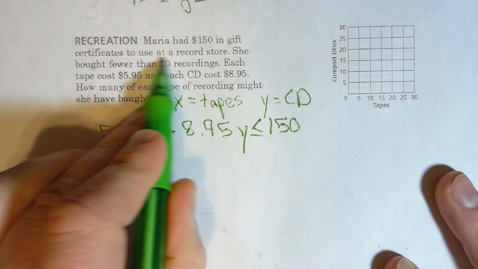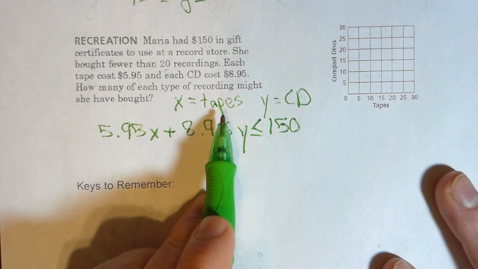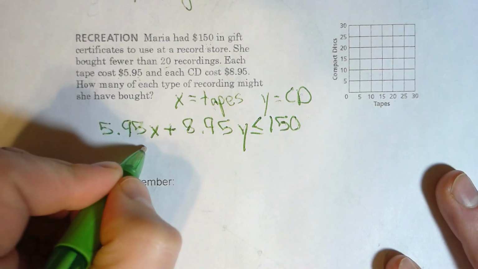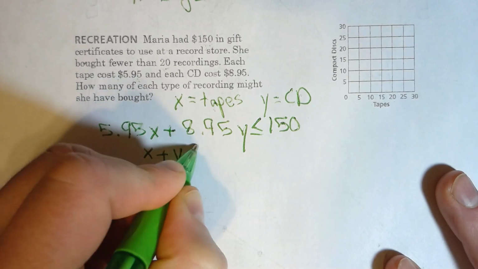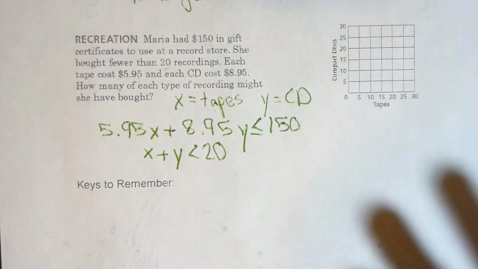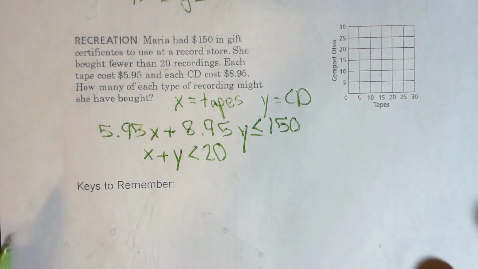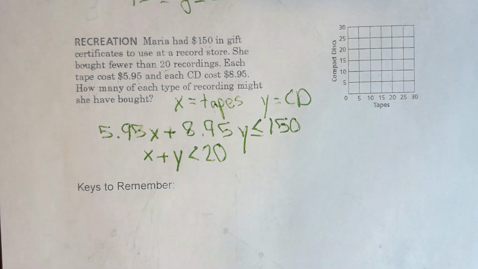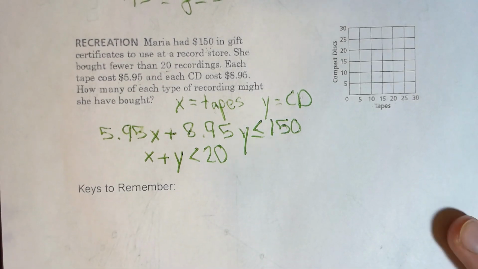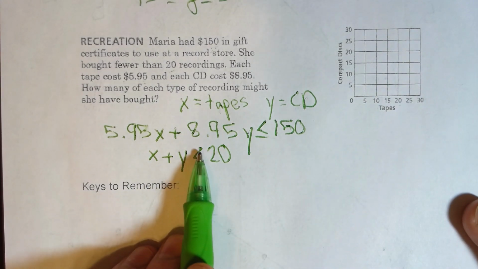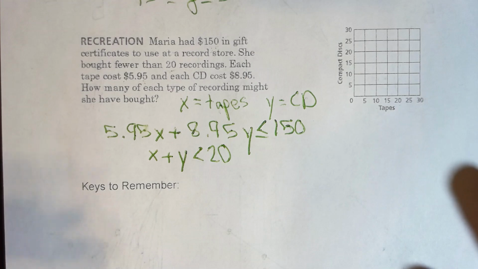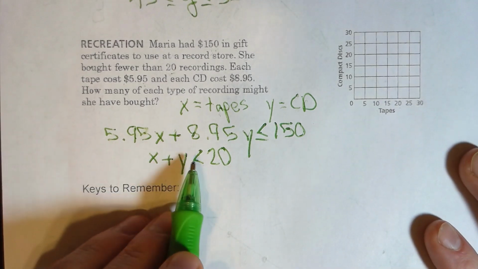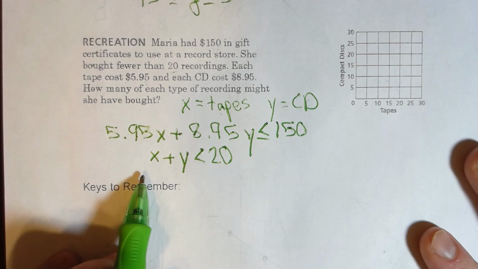And then she bought a total of fewer than 20, so I must be able to add this and this together and get less than 20. So X plus Y has got to be less than 20. Now this feels like a really complicated substitution problem, but because of these inequalities, we can't set this up as a substitution. Or we'll say it differently, there's no reason to, because who cares where they intersect? We're looking for a region where we find solutions. So let's go ahead and graph this guy.